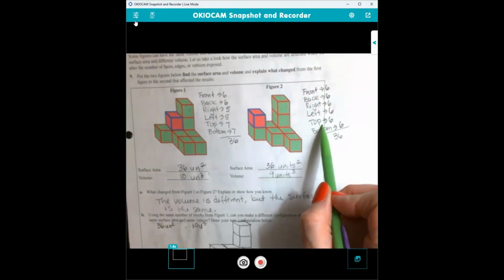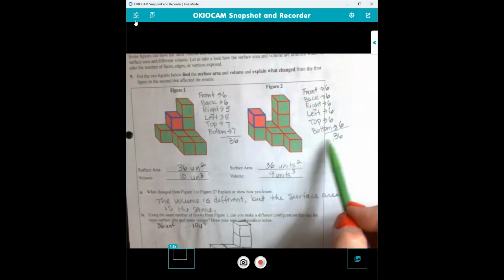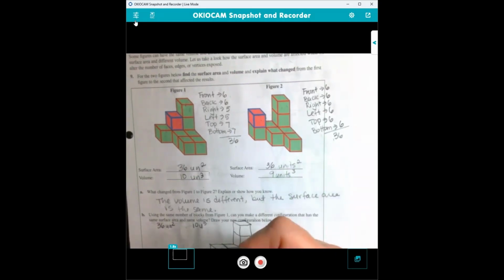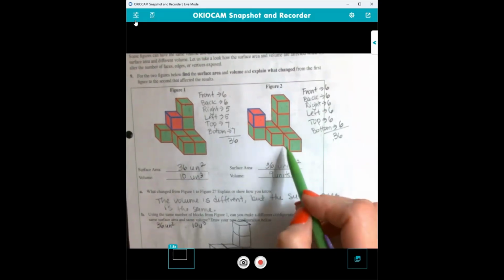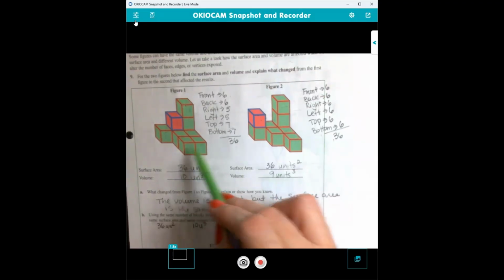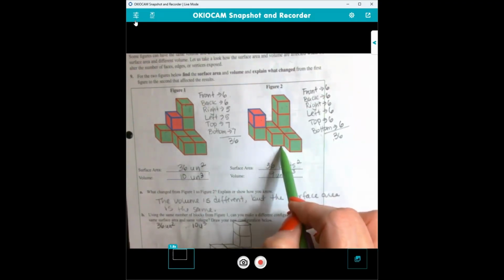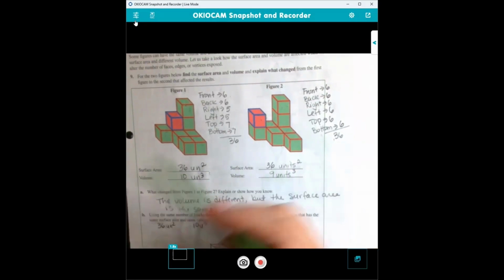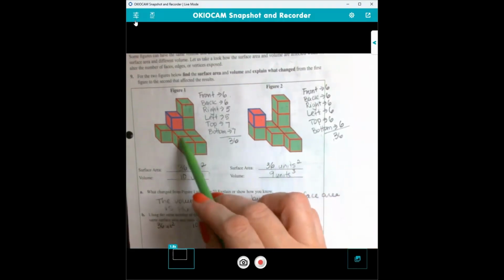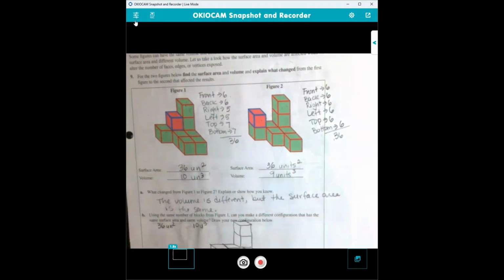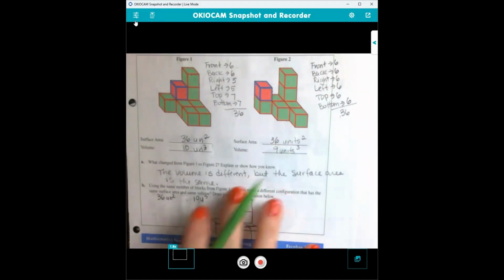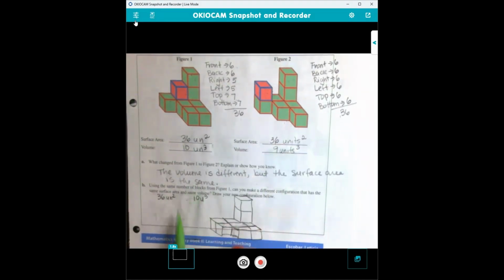But you're still going to see what? You're still going to see 36 square units, but the volume changed a little bit. Because you see also this one is missing this one right here. That one is also missing that one. So we not only separated this one from here, we also deleted these right here. So we're going to say the volume is different, but the surface area is the same.